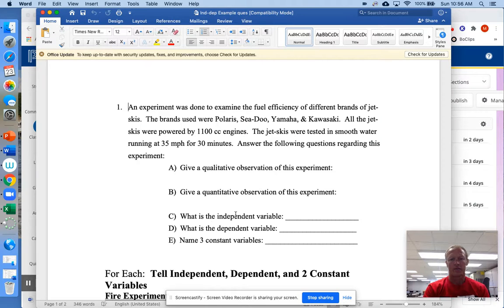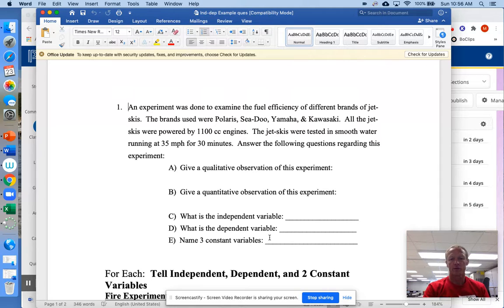Independent variable in this experiment. Remember, that is the thing you are changing on purpose. Well, in this case, we're changing the type of jet ski. The thing we are measuring, the dependent variable, is the fuel efficiency of the jet ski. So independent is the type of jet ski. What's dependent on that is the fuel efficiency.